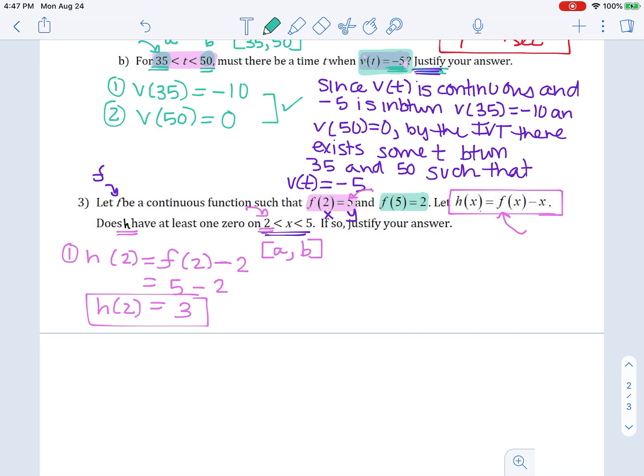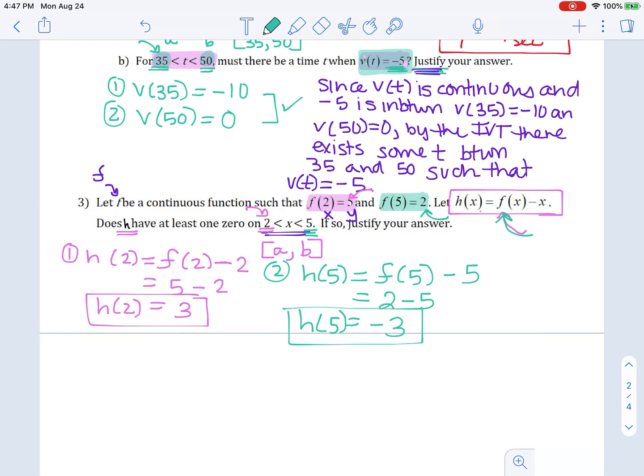That's my A value. Now let's find my B value. So my B value is plugging in 5. h of 5 is equal to, plug in 5 now everywhere there's an x, f of 5 minus 5. Well, f of 5 they gave me. f of 5 is equal to 2, minus 5, which equals negative 3. So my h of 5 equals negative 3.